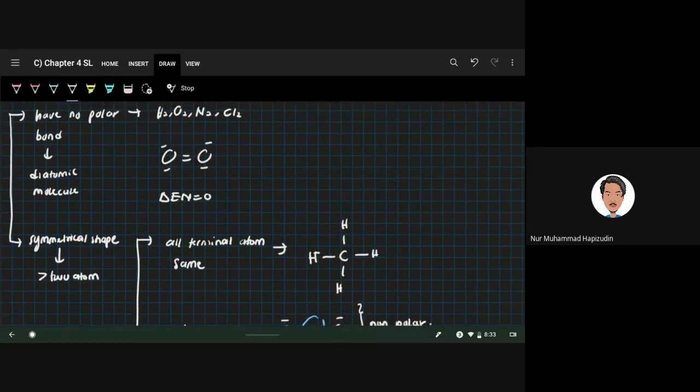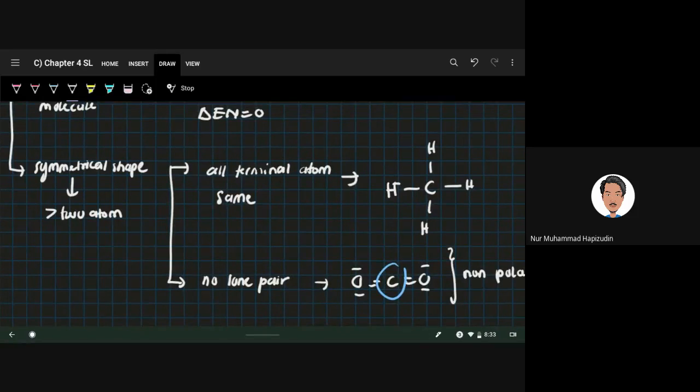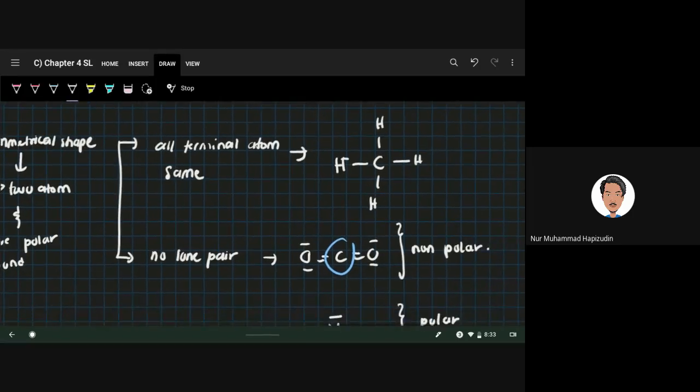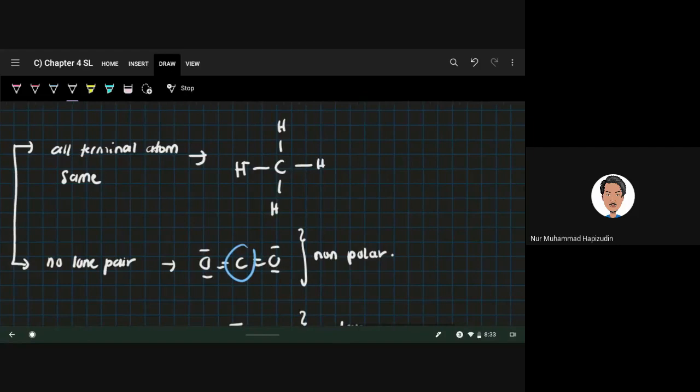First, have no polar bond. Second, symmetrical shape. Tambah sikit. Symmetrical shape but have polar bond. Okay. Symmetrical shape and have polar bond. So, they have polar bond. But because all the terminal atoms are equal, so there is no polar bond anymore. Kenapa? Apa reason nak bagi?